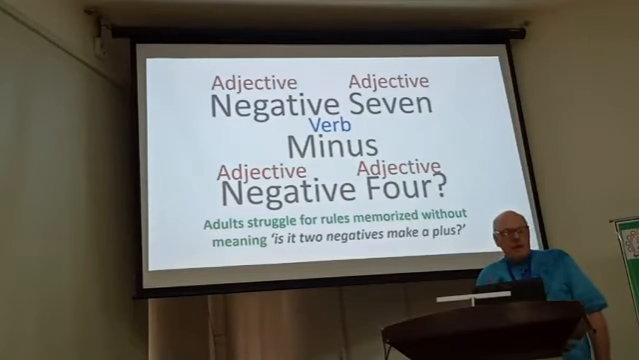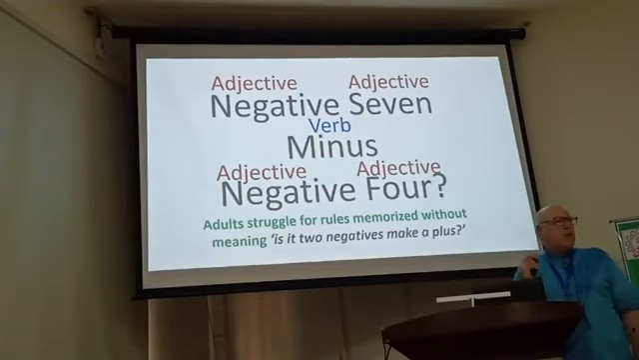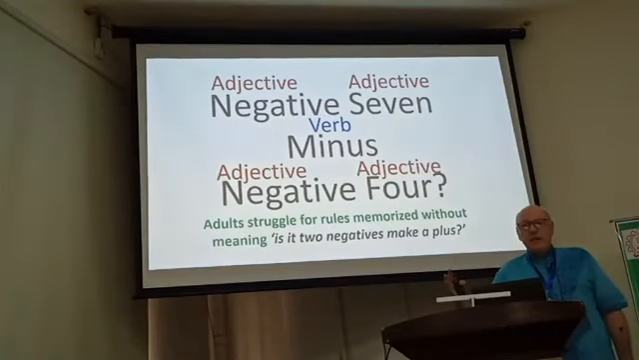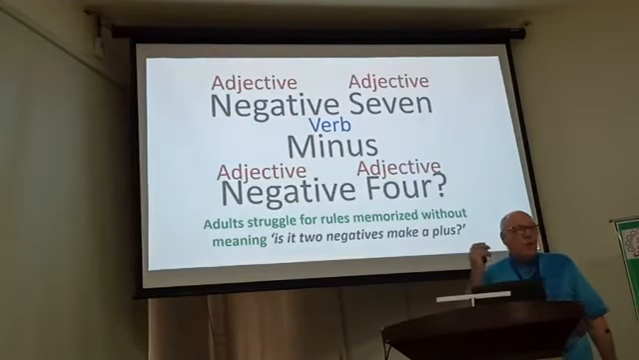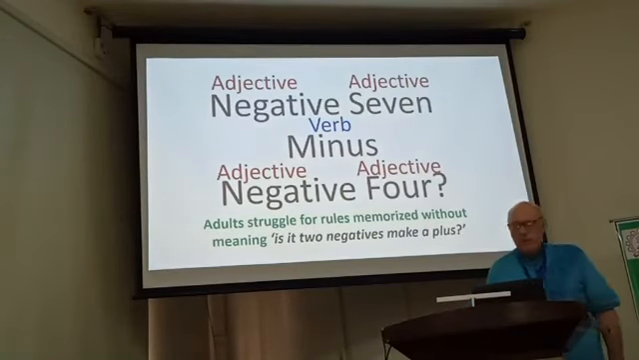Now, the adults will struggle. They'll come up with -11 because they'll struggle for the rules they memorized at school. And is it 2 negatives make a plus? So they've got no intuitive understanding of the mathematics. And they try and work it out from recalling those rules, and they get the wrong answer as a result.